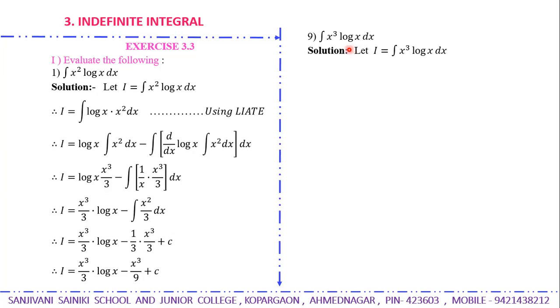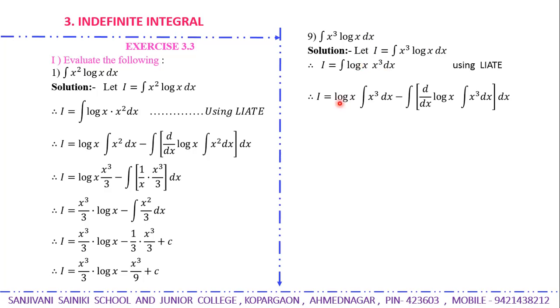Now the next example is the integral of x cube log of x dx. So again use LIATE. Log x is the first function and x cube is the second function. So first function as it is, integration of the second function, minus integration of the derivative of the first function into integration of the second function. So here the integration of x cube is x raised to 4 upon 4, in both places. And the derivative of log x is 1 upon x. So here this x will cancel and it will be integration of x cube.